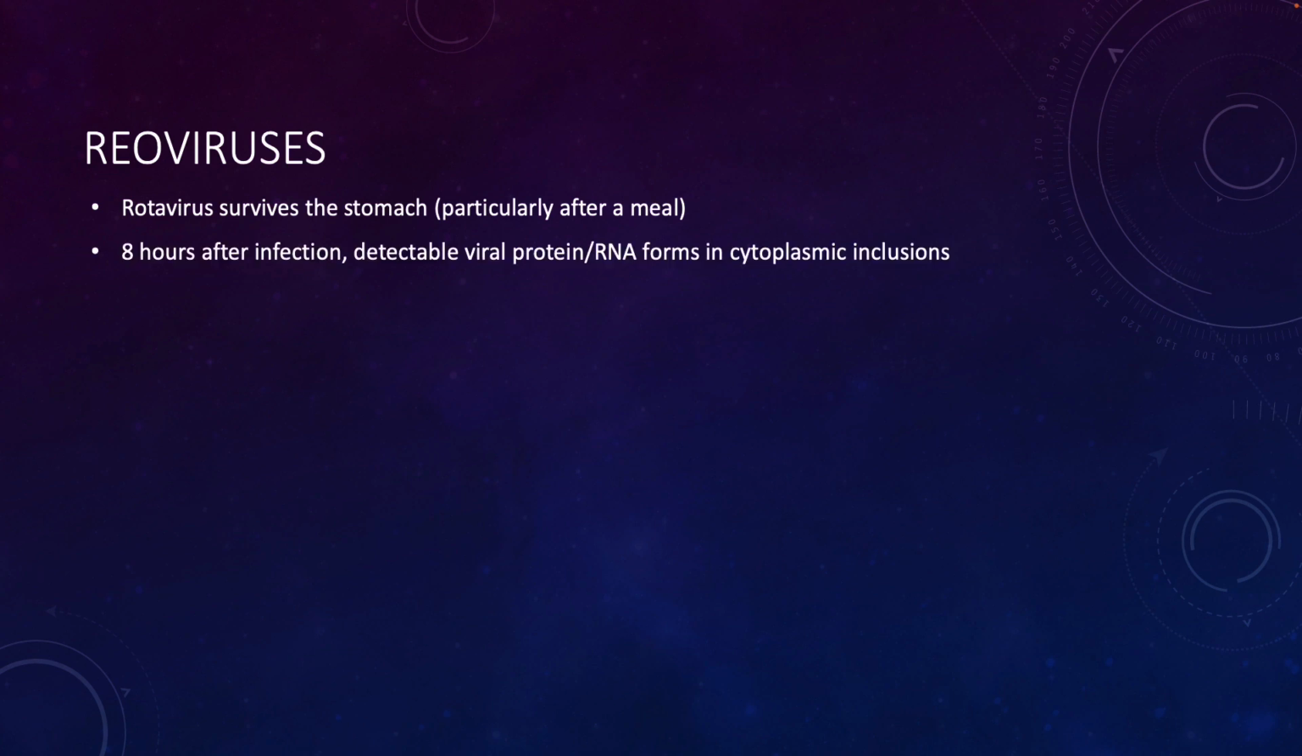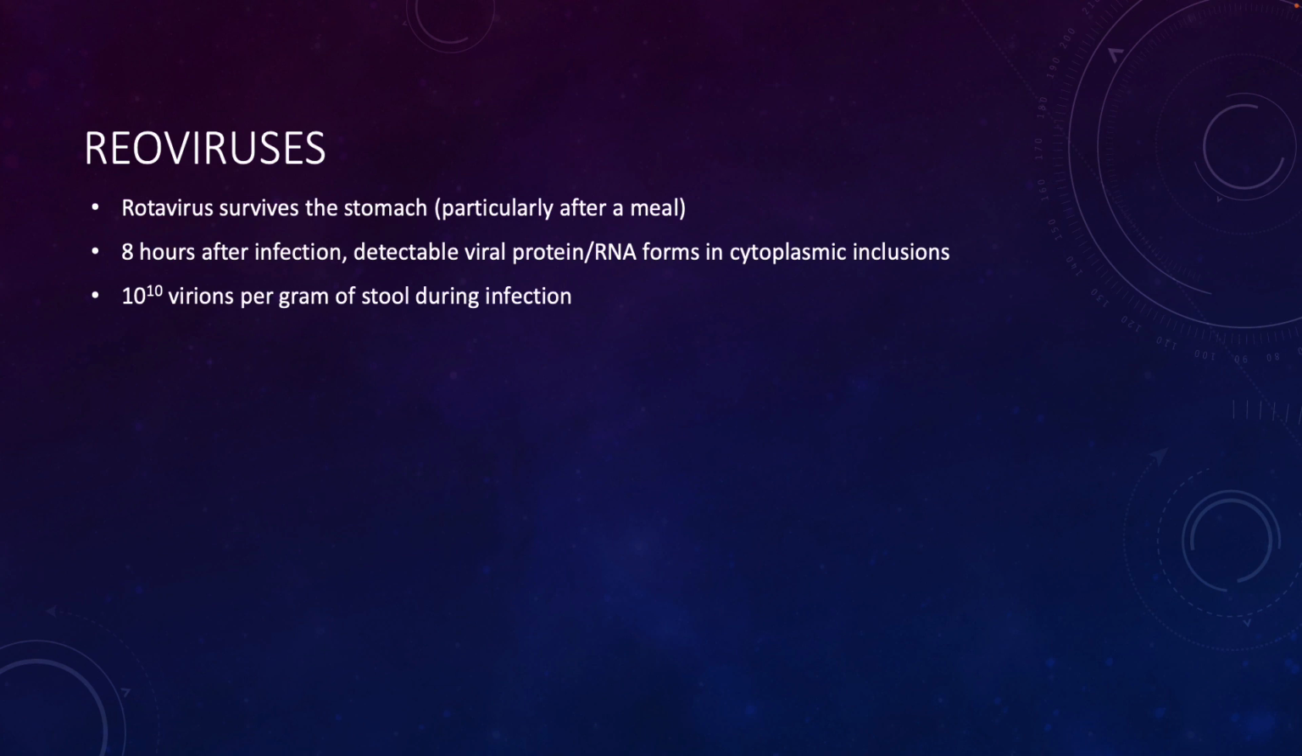Within 8 hours of infection, there are detectable viral protein and RNA in cytoplasmic inclusions, so in some of the cells of the GI tract. During an active infection, a patient could be shedding about 10 billion virions per gram of stool, a lot like the noroviruses where there's just shedding of tons and tons of virus.